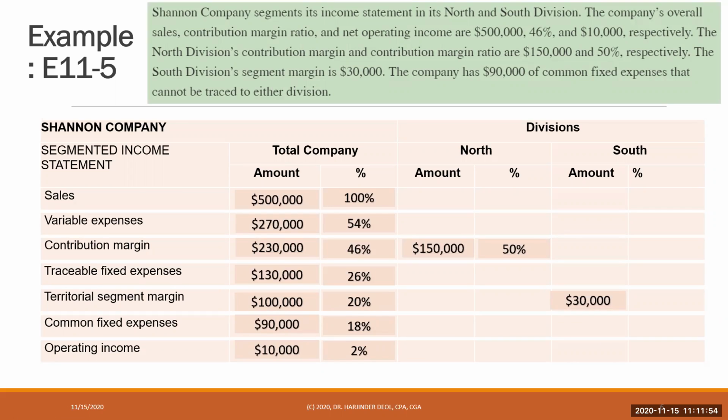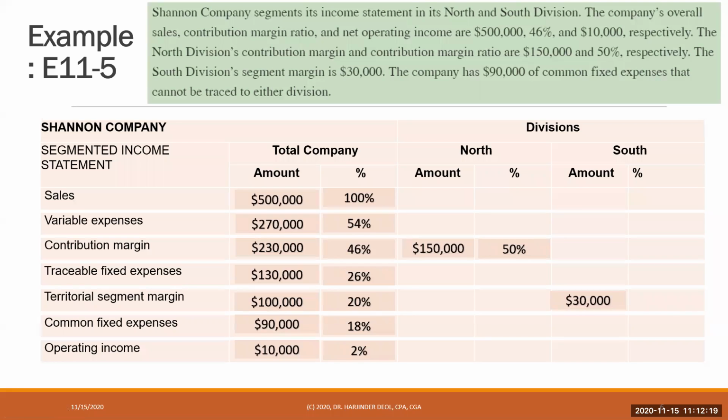Next, we will calculate the amounts and the percentages for the two divisions. Now, it is important to note that when we are doing the calculation for the divisions, we only compute the amounts up to the segment margin row. So we do not calculate any amounts after the segment margin row.